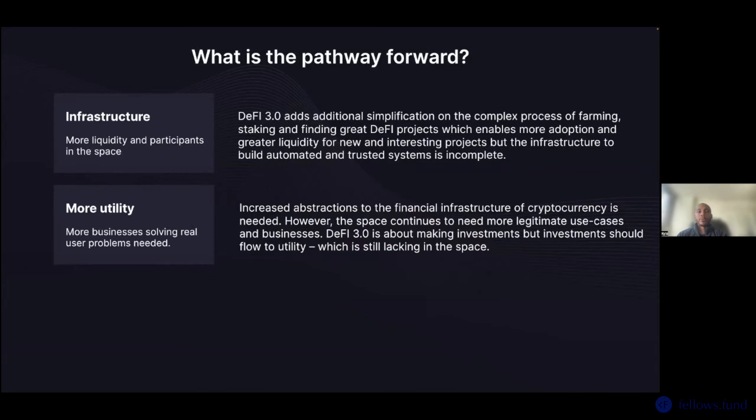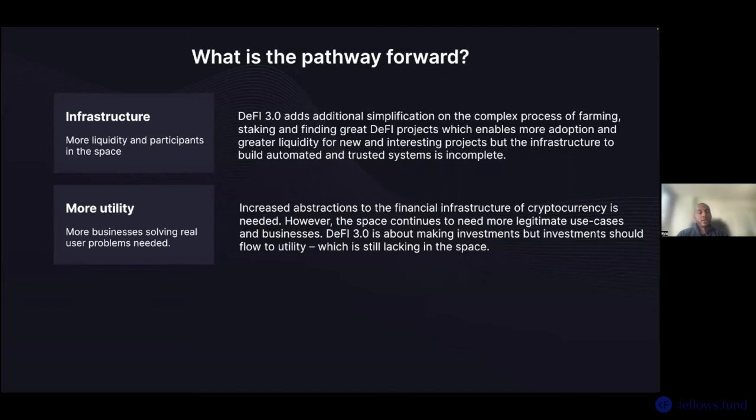And so what's the pathway forward, right? I think that there needs to be a lot more infrastructure being built in crypto, and that's currently taking place right now. I think that these simplifications and abstractions allow more people to participate in the crypto ecosystem, but we need to build way more systems that can automate trust and way more automation tooling in general.